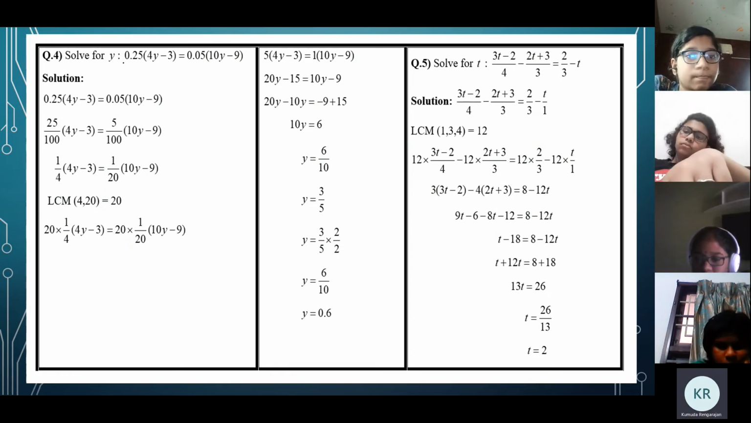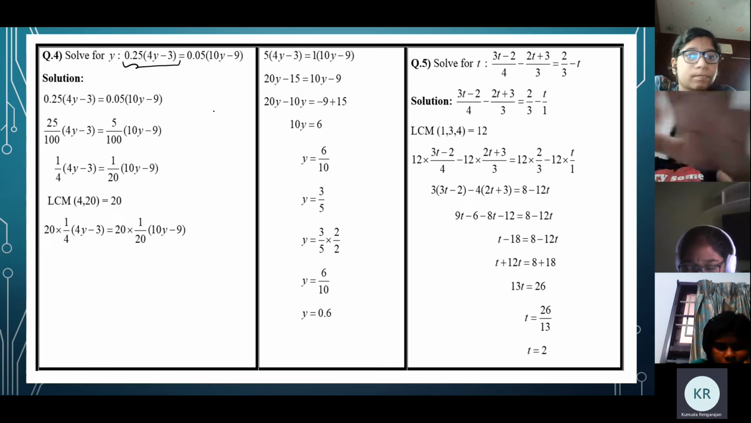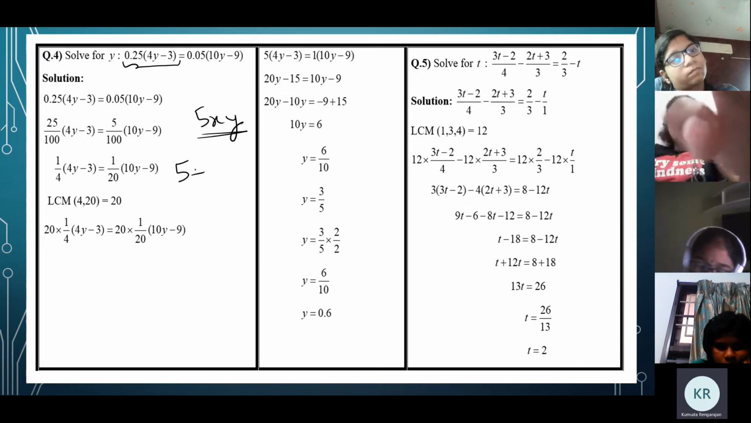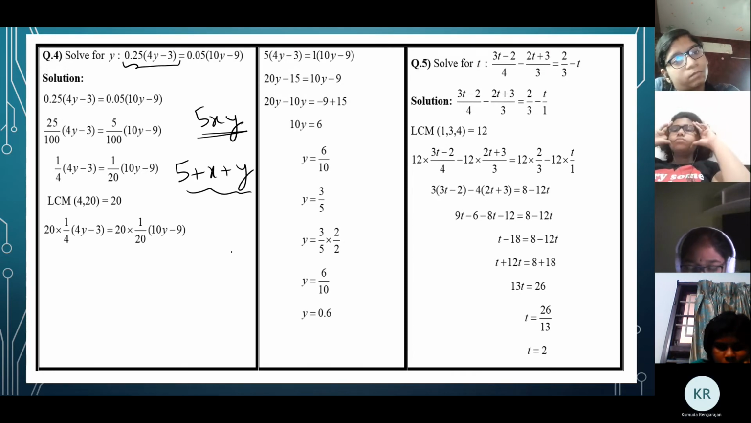So children, if you see here, this is one term because it's a product. It's a product 0.25 into 4y minus. See, if it is like 5xy, 5xy is only one term, but 5 plus x plus y, 3 terms. Plus and minus are the separators. Terms are separated by a plus or minus sign, not multiplication and division. Terms in an expression or equation are separated by a plus or a minus sign.